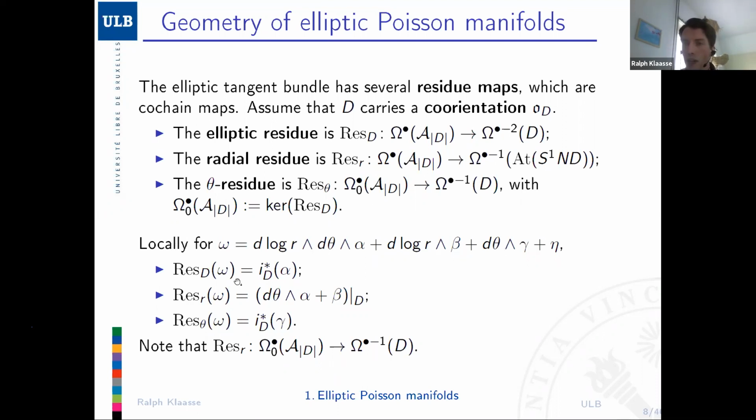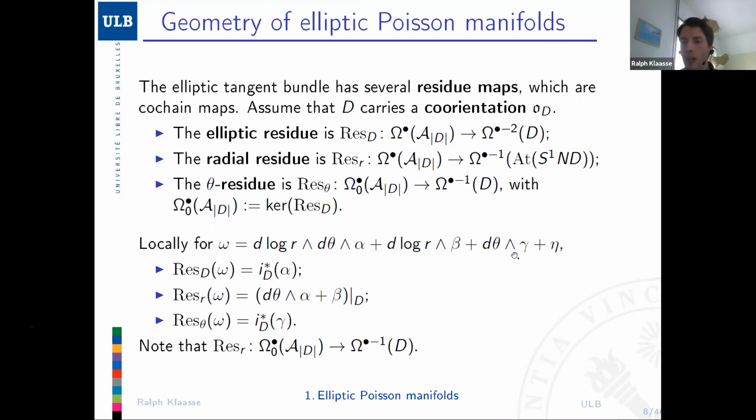And then what the residue does is sort of take coefficients in front of some singular generators when it makes sense. So the elliptic residue that I'm writing over here is asking what is this alpha, and the radial residue is asking what is in front of d log r, and the theta residue is asking what is in front of d theta. You might wonder, okay, there's also this part over here. But that's why I only look at the theta residue on the space of forms which have 0 elliptic residue. So first we demand that alpha is 0, and then we ask, what is this?